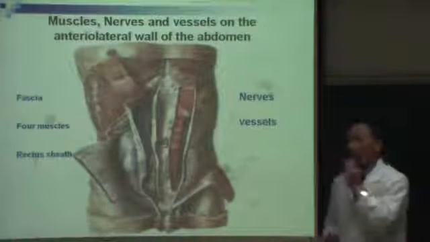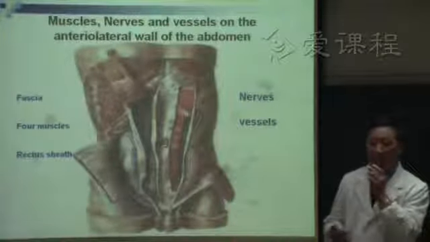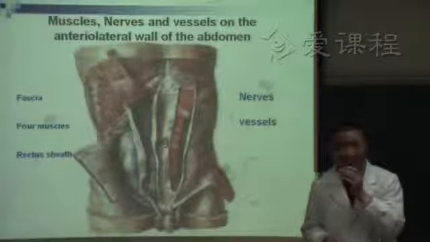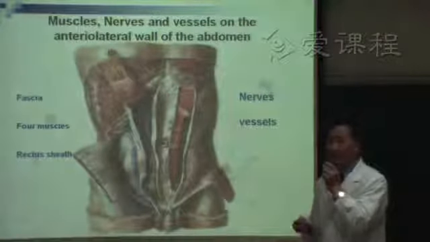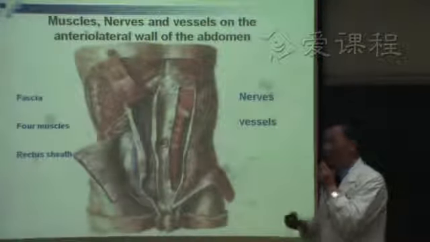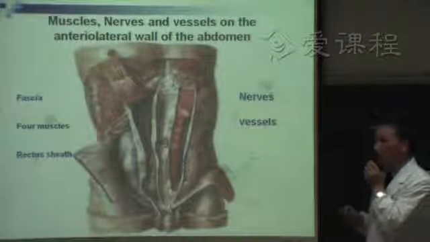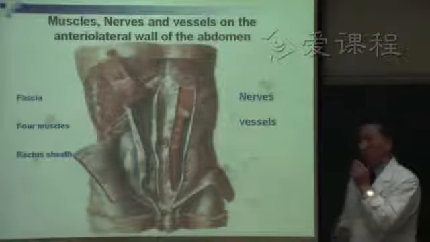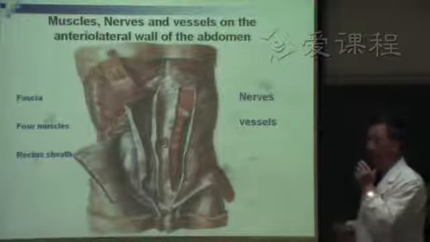The superficial fascia in the abdominal wall can be divided into two layers. What are they? The superficial one is the fatty fascia, and the deep one, yes. And the deep fascia in the abdominal wall is quite weak. Why is it weak? You should think.